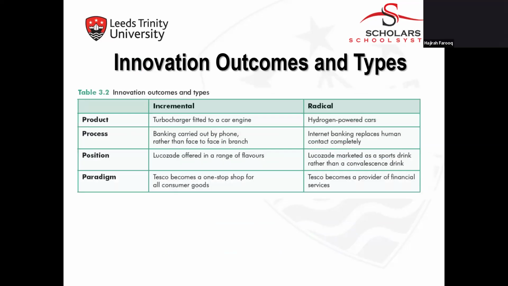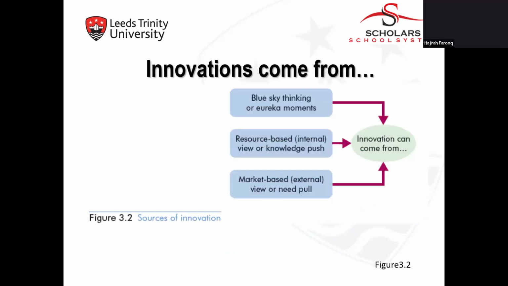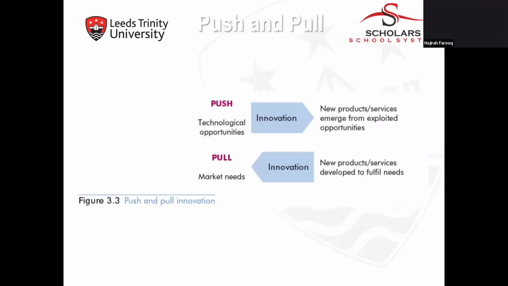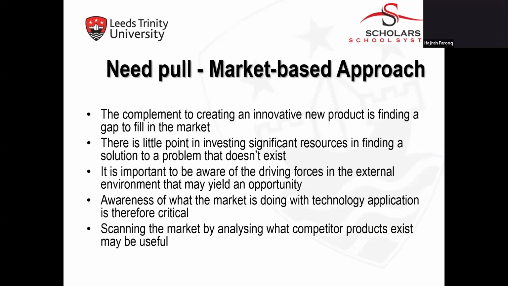Then we discussed the innovation outcomes and types, and then we discussed the source of innovation, that innovation can come from different areas or different things. Then we discussed push and pull innovation. The push innovation is where new products and services emerge from exploited innovation opportunities, and the pull innovation is based on market needs, where new products or services are developed to fulfill needs. So the need-based or pull market-based approach was discussed.